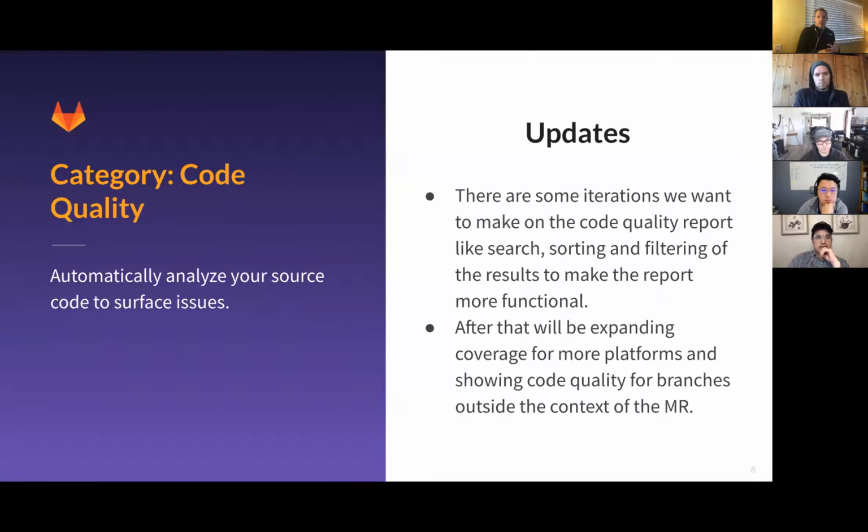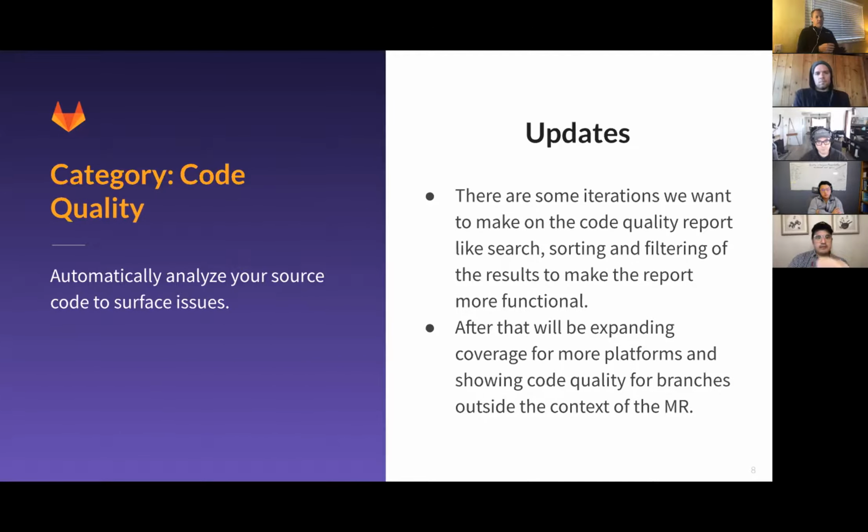In code quality, there's iterations we want to make on that code quality report. Right now, it's just a dump of the report. So if you have a long code quality report like we do on GitLab.org, you've got a lot of pages of a lot of output. It's not super functional today. So we think that some things like search, sort, filter are going to make those results a lot more usable.